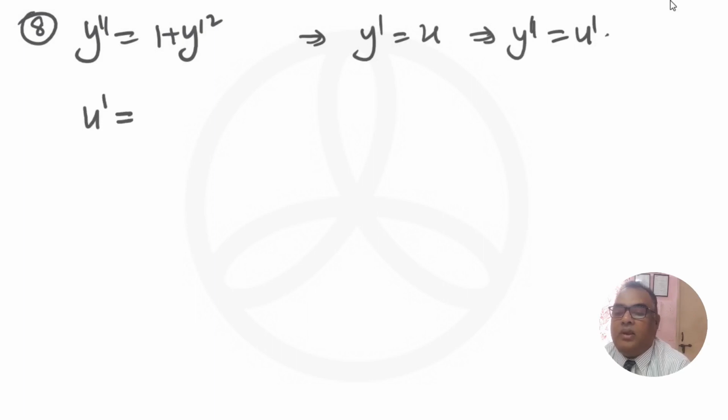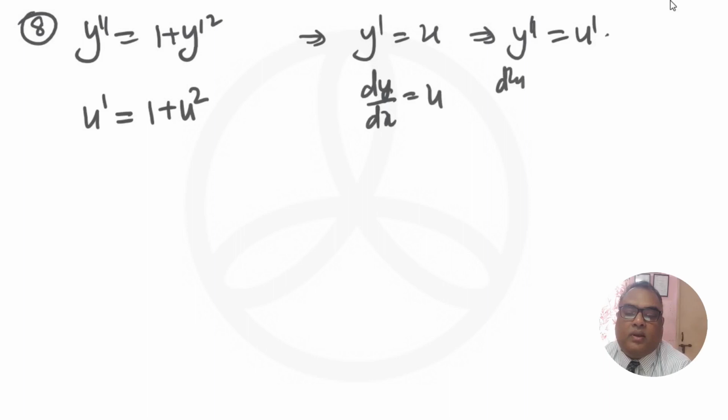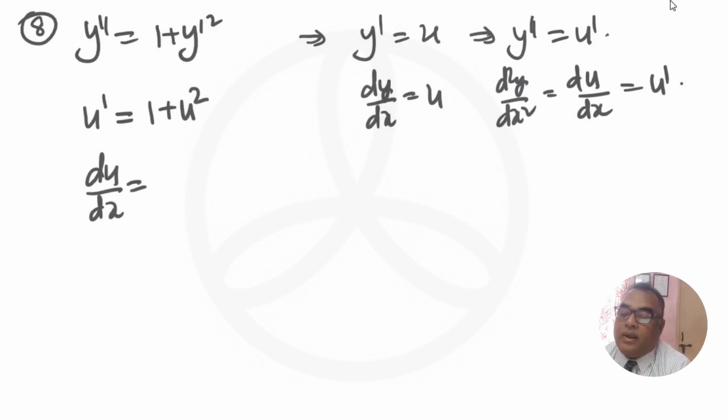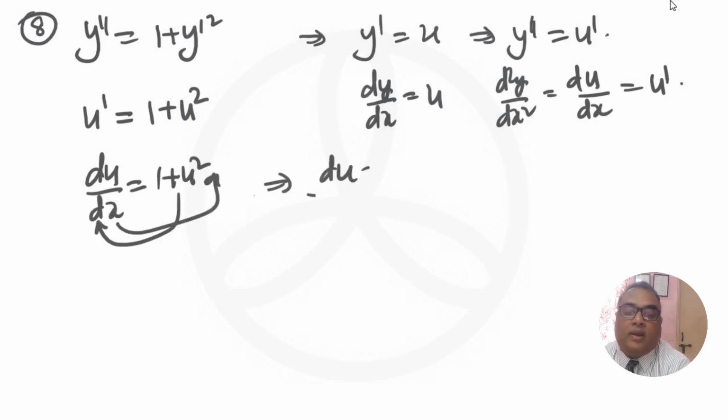Okay. This we can assume dy/dx is equal to u, and d2y/dx2 is equal to du/dx is equal to u prime, and I will write du/dx here plus 1 plus u square. Take this in the denominator and bring this in the numerator this side. We will have du/(1 plus u square) is equal to dx. Now apply integration on both sides.